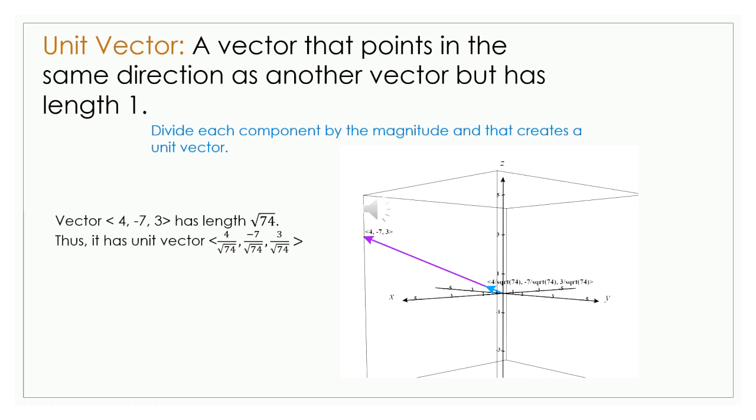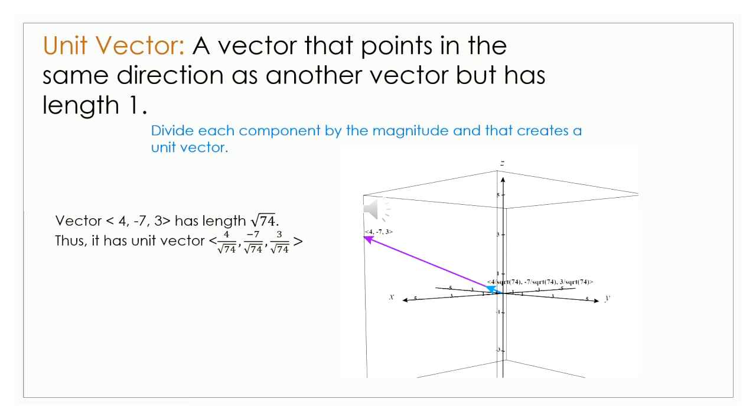So our example here, 4, -7, 3, is pointing in a certain direction. If you take 4 squared plus -7 squared plus 3 squared, you get 74. So the length of this vector is the square root of 74. If I multiply each of those components by 1 over the square root of 74, I will get a vector that points in the same direction but has length 1.